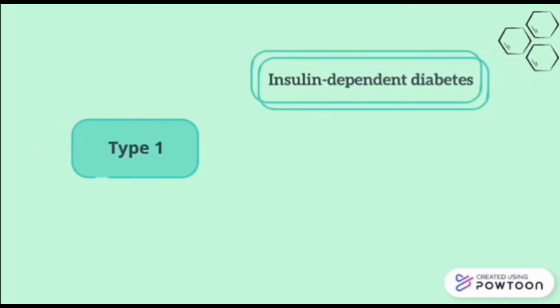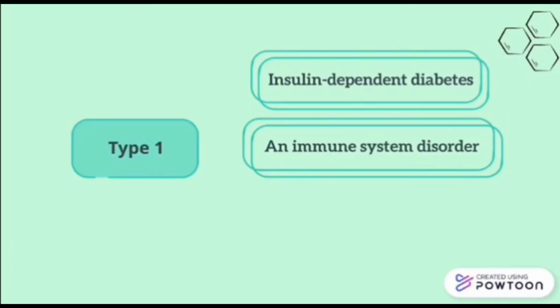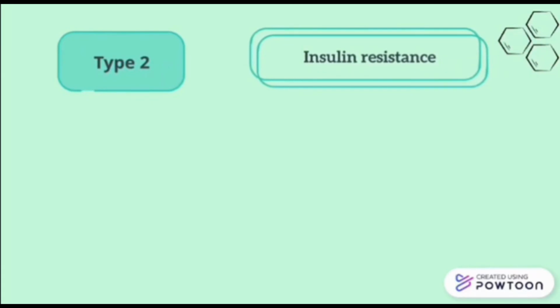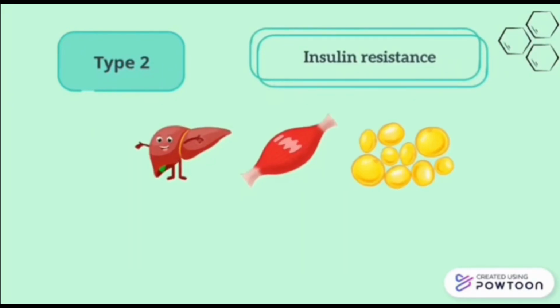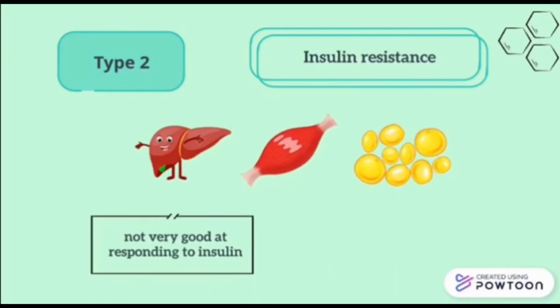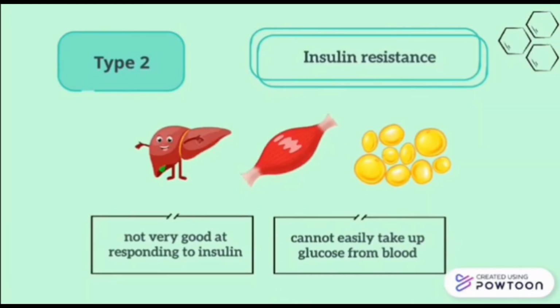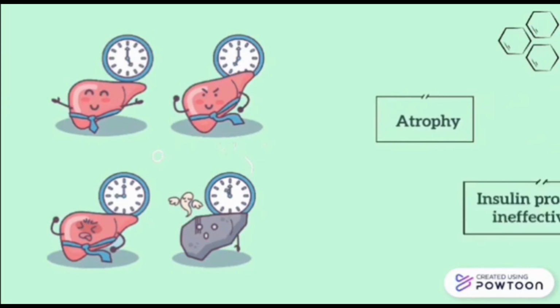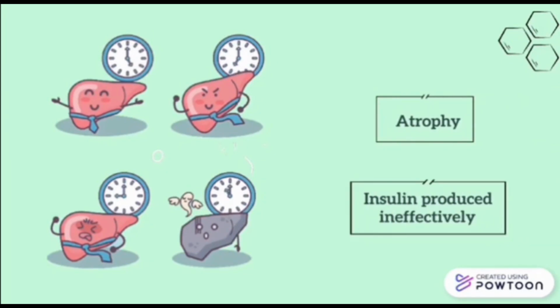Type 1 diabetes is also known as insulin-dependent diabetes. It is an immune system disorder that has inability to make insulin. Meanwhile, type 2 diabetes develops due to insulin resistance. It happens when some parts of the body such as liver, muscles and fats are not very good at responding to insulin and can't easily take up glucose from blood. As a result, the pancreas produces more insulin to help glucose enter the cell, which causes overwork. Then, it can eventually lead the beta cells in the pancreas to atrophy and stop producing insulin effectively.